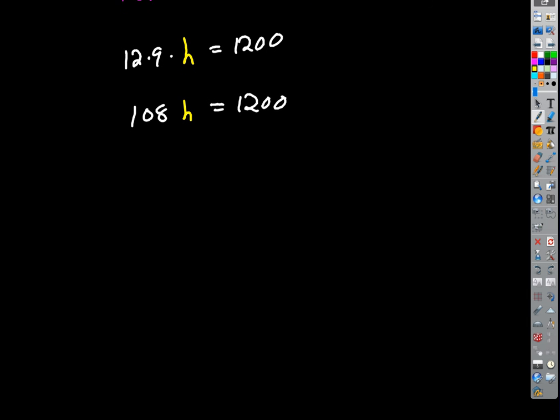Okay, so we got it. So we know then that h equals 1,200 over 108. And we could simplify that, probably, but let's just divide it out. That's what I really want to get at here, is let's actually do that problem. Let's divide that out and see what we get. We're not just going to leave it as a fraction.